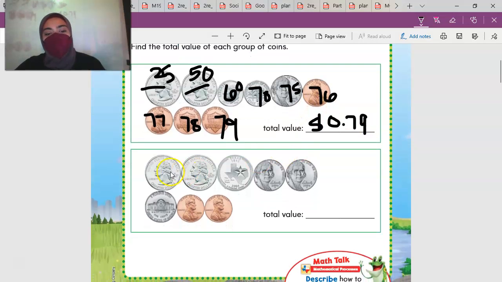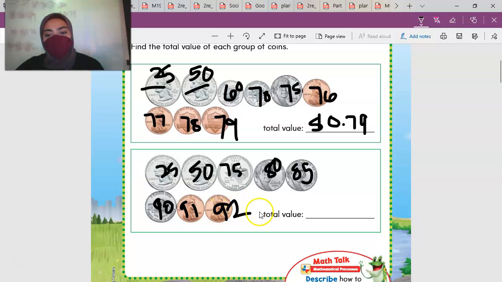All right, here we have 3 quarters. How much are 3 quarters worth? 75. Good, 75 cents. And plus a nickel is 80. Plus another nickel? 85. Plus another nickel? 90. Plus a penny? 91. Plus another penny? 92. Very good. What's the total value? 92. 92 cents. So dollar sign, 0, decimal, 92 cents.